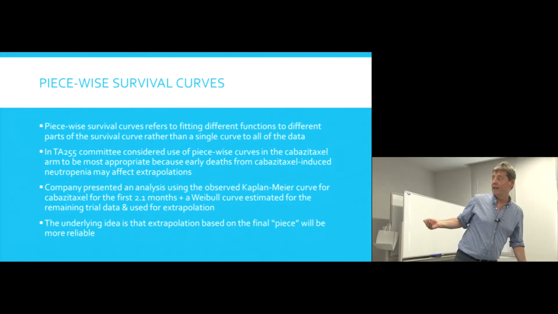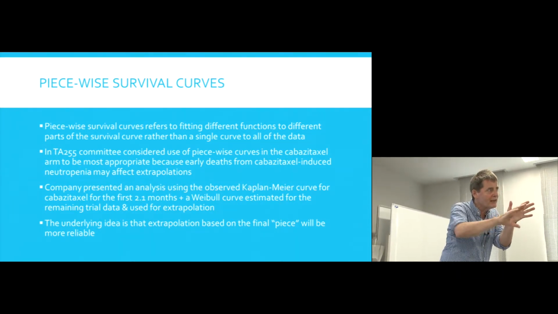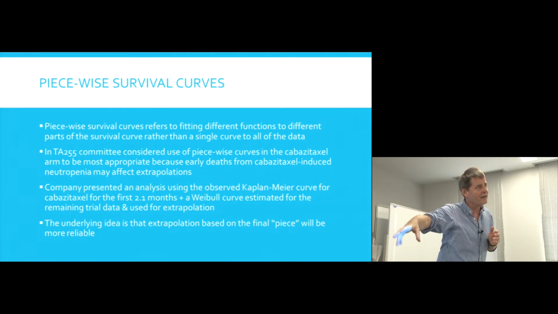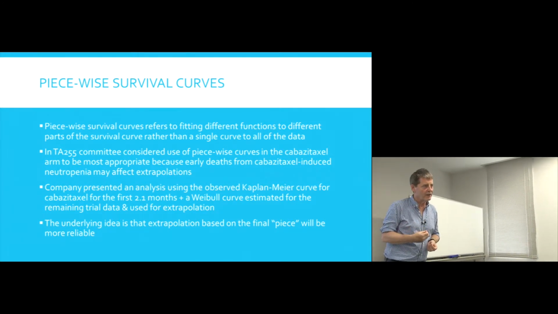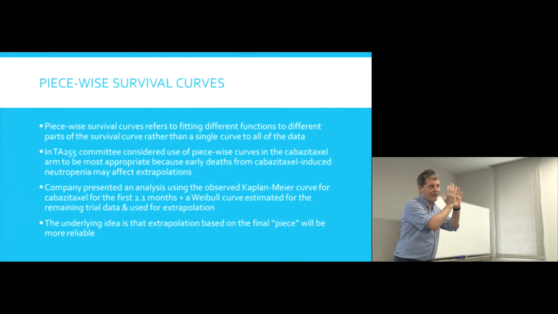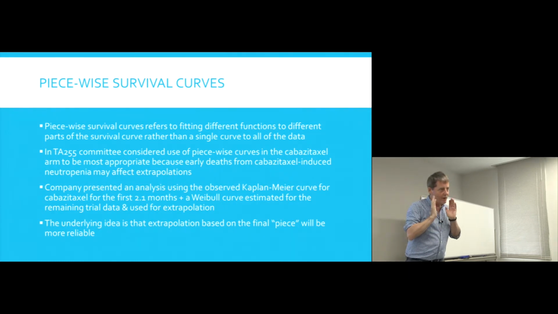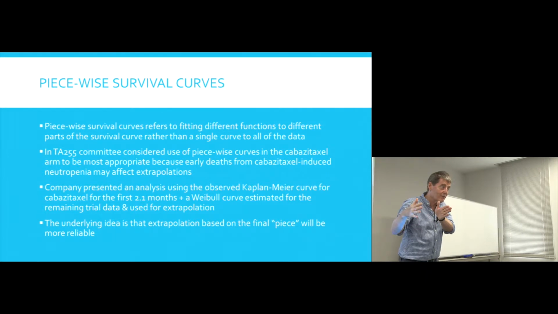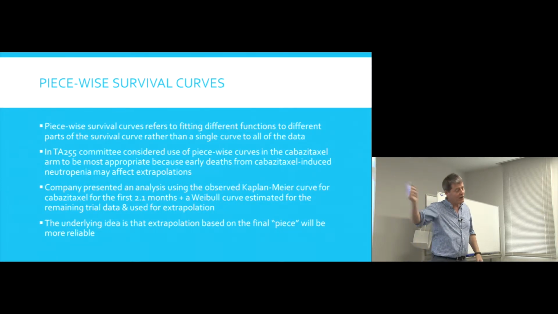And the underlying idea here is that the final piece may be the best predictor of what happens next. There's some strong intuition that if some patients are dying very early on, they're not very helpful in predicting what happens to the survivors. Much more useful is the second piece of the survival curve. All the early deaths have disappeared, and we've got a much steadier progress, and we use that part of the curve to extrapolate or predict the future.